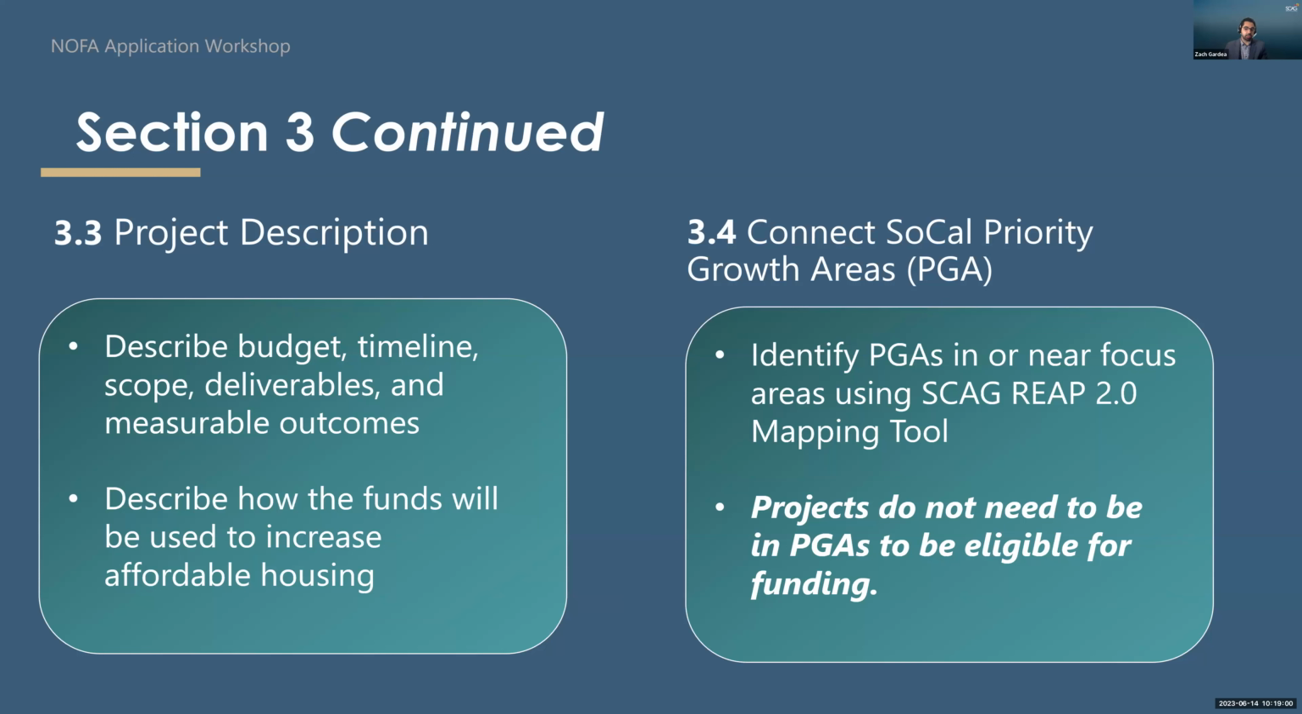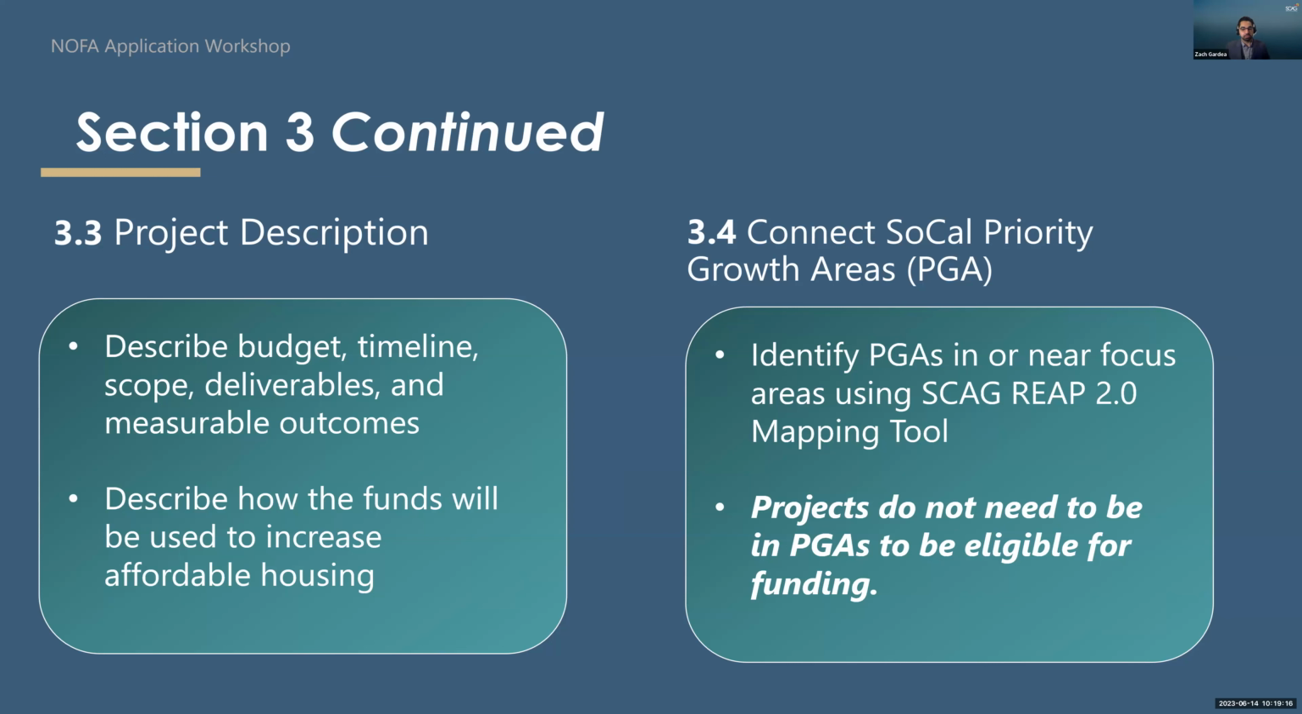3.3 asks you to briefly describe the budget, timeline, scope, deliverables, and measurable outcomes, and summarize how the funds will be used to increase affordable housing in your service area.